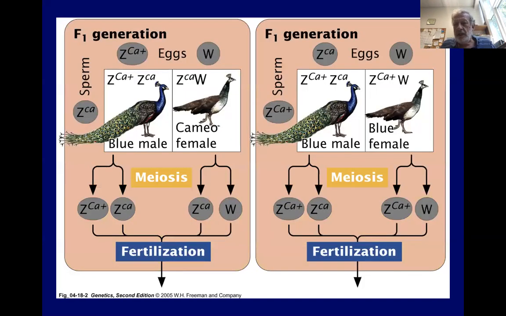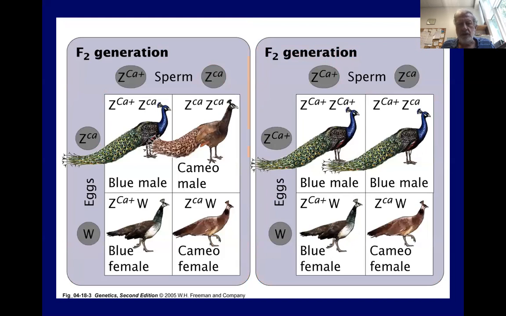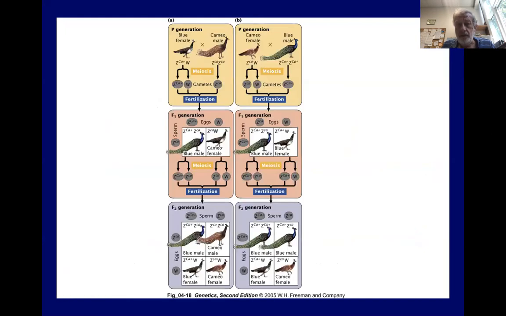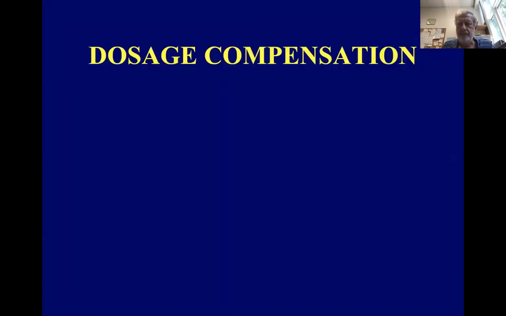And we see differences already in the F1s, where the males are blue in each, but the females are blue in the cross on the right, and cameo in the cross on the left. And then in the F2 generations, we see that the males exhibit a 1-to-1 phenotypic ratio, as do the females in the cross on the left. But in the cross on the right, the females exhibit a 1-to-1 ratio, but the males are all blue. And here are the two crosses side by side.